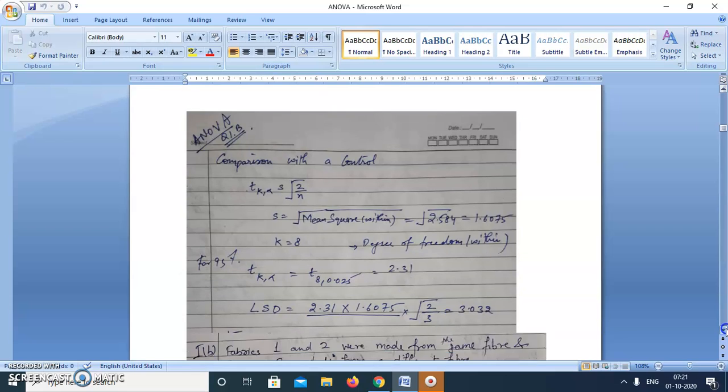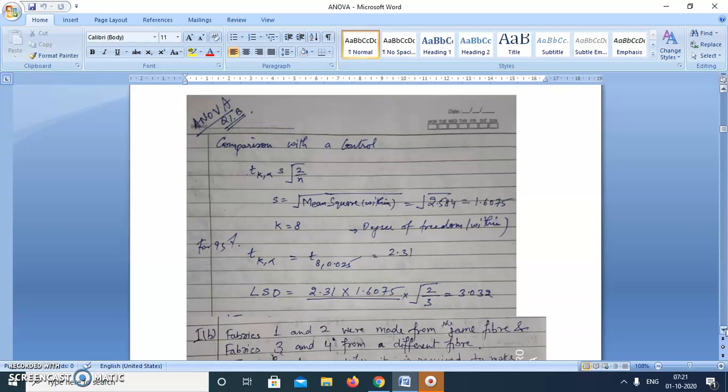There are 2 ways in which we can proceed. First is if a control reading or a reference reading is given, and all other readings you have to compare with that control or reference specimen, then we go with the first procedure. In the second procedure we just calculate the least significant difference and compare all the differences between means with that particular LSD value. Okay, so we'll discuss these 2 things one by one.